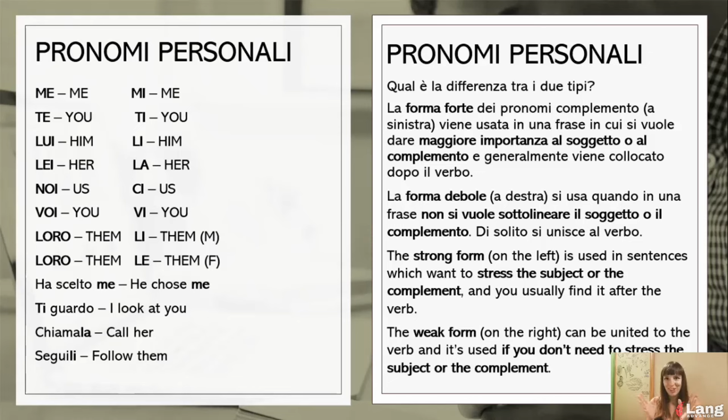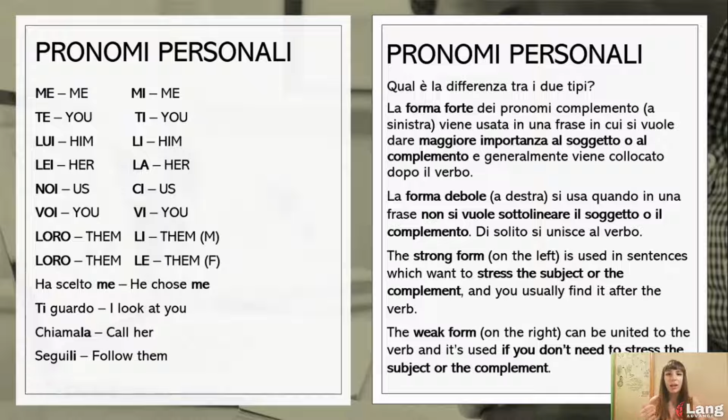So, in English, the strong form that is on the left is used in sentences which want to stress the subject or the complement, and you usually find it after the verb. The weak form, on the right, can be attached to the verb, and it's used if you don't need to stress the subject or the complement.